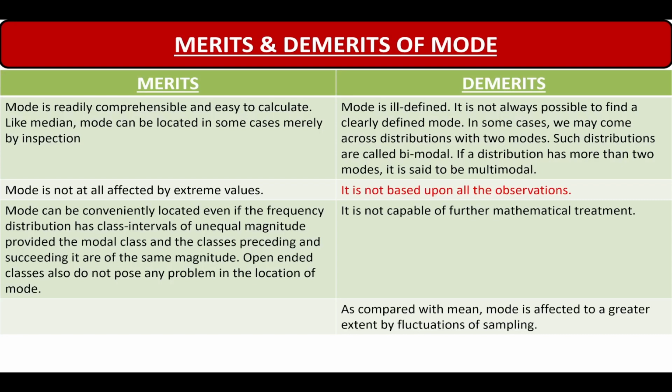Coming to the next demerit, it is not based upon all the observations. See, mode is the most frequently occurring value, so remaining values don't have an effect on it. Similarly, in case of continuous frequency distribution, we only consider the modal class and the previous and the succeeding class. We are not bothered about the remaining classes. That's why it is said that the value of mode is not based upon all the observations.